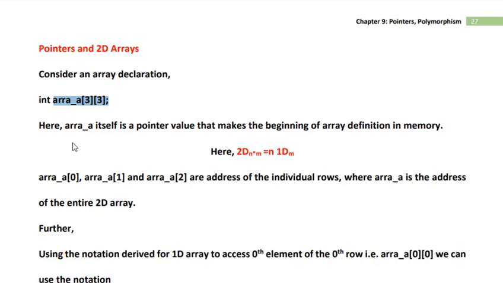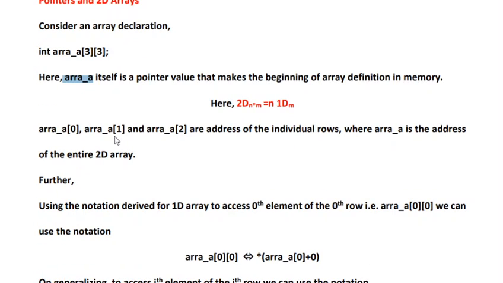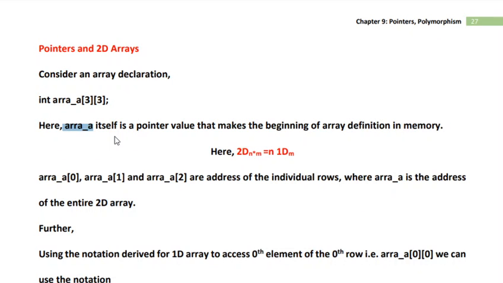Now here the significance of the declaration is that the array name arr_a itself marks the beginning of the array definition in memory. That means the array name itself is a pointer value. Now here we have a problem. The problem is that data is of multiple dimension whereas memory is of one dimension. So in order to ensure that the data is stored in memory, the multidimensional data is to be broken down or decomposed in terms of unidimensional representation.